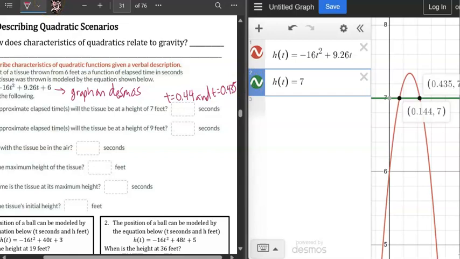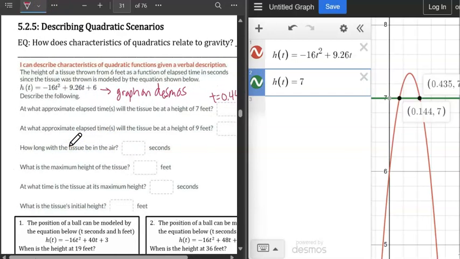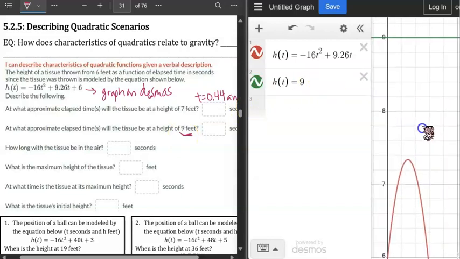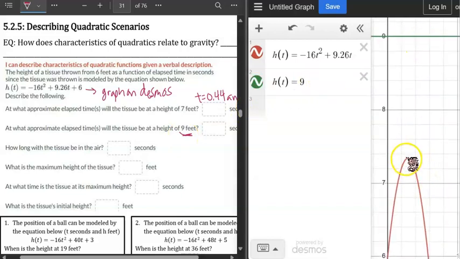Now next part says, at what approximate elapsed times will the tissue be at a height of 9 feet? So instead of h of t equaling 7, it's going to equal 9. Well, 9's way up here, but the tissue has a maximum height over here. So we're just going to put none.